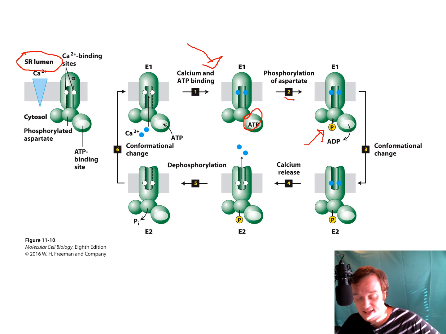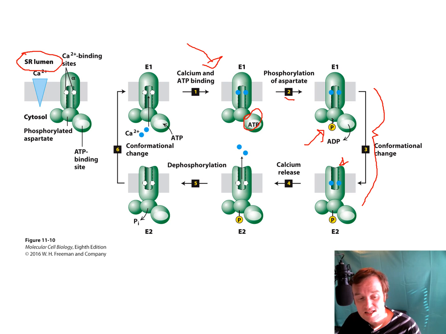And then in step 3, reduction in the free energy of this aspartyl phosphate bond powers the E1 to E2 conformational change. So this phosphorylation here causes this conformational change where you can see now instead of the channel being on the cytosolic side, it is now on the opposite side.